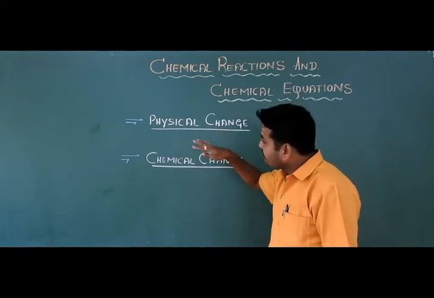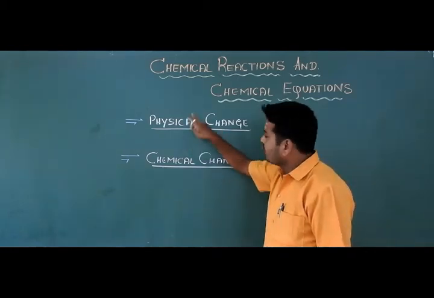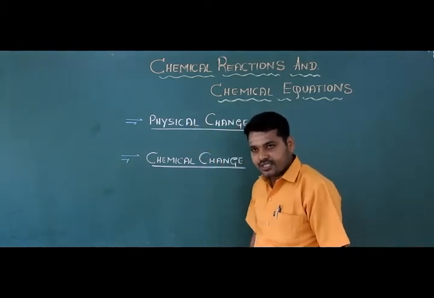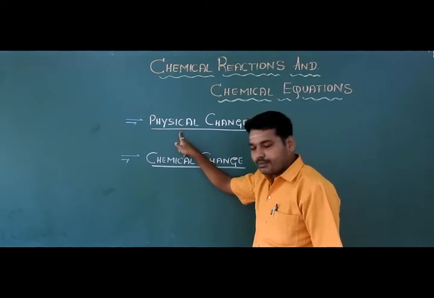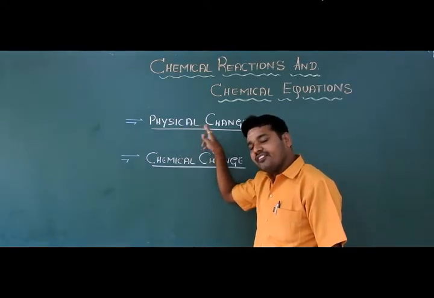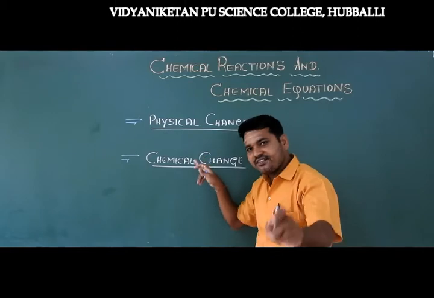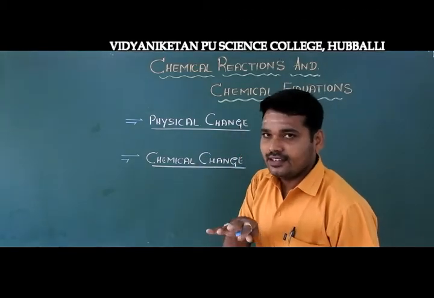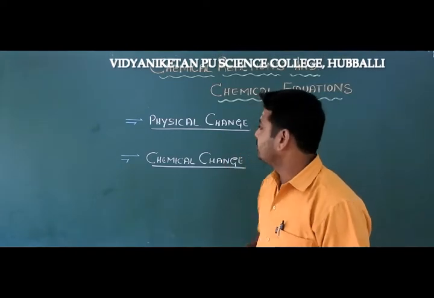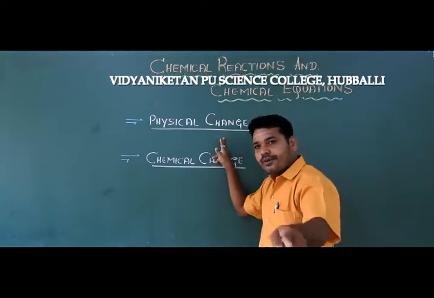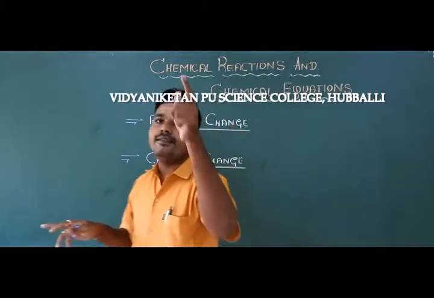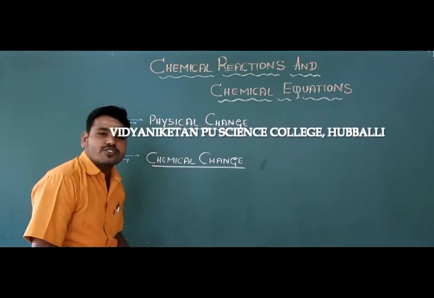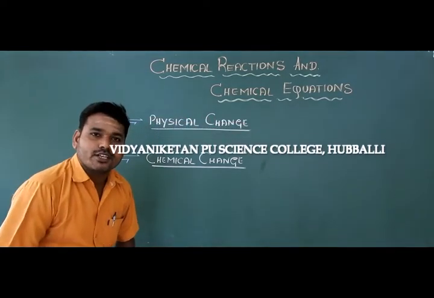Then what type of change is a physical change, students? So a physical change is said to be a temporary change of a chemical substance, in which the specific property of a chemical substance alters, keeping the chemical composition the same. That type of change is called a physical change of a chemical substance, students.